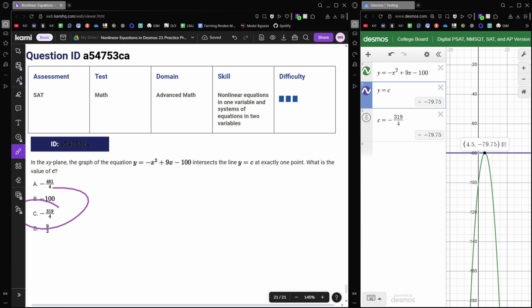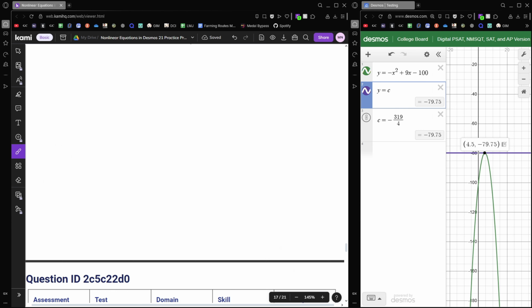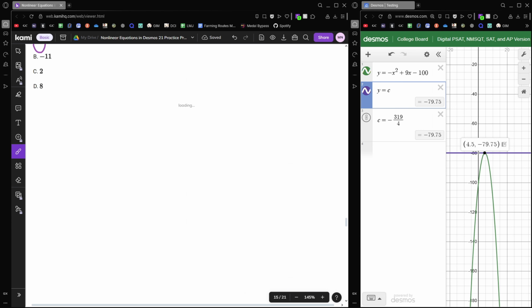Alright, that was 21 practice problems on nonlinear equations in Desmos. And as you can see, every single one of them you can put into Desmos. Now they're all different flavors of questions, but they basically just ask you to find the value of some number, or they're asking you how many solutions there are. Once again, just put it in Desmos and find out.